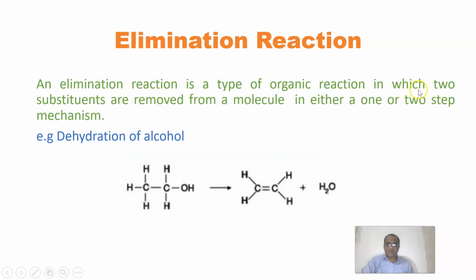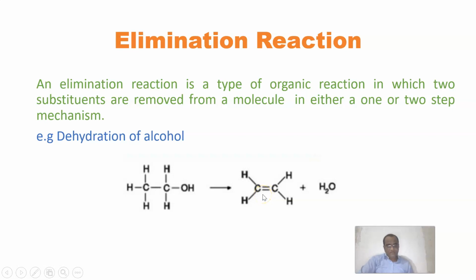Here in the definition you can see that 2 substituents have been removed, either in 1 step or 2 steps, depending on whether it is a unimolecular or bimolecular reaction. After removal of them, it forms an alkene. Here you can see that it was only a single bond. All these single bonds are sigma bonds, and when it comes to a double bond, it forms a pi bond. Right? So a double bond means one is a pi bond and one is a sigma bond.